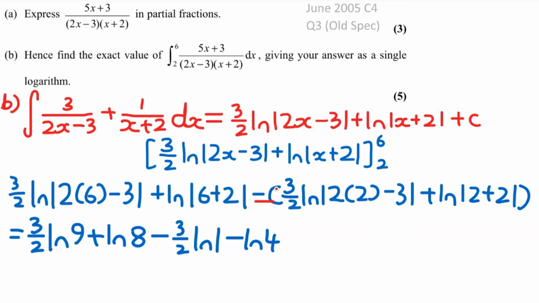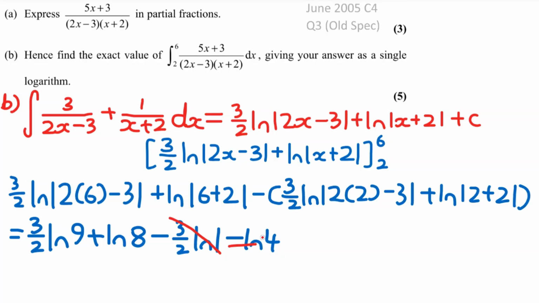And then remember there's a minus here. So it's going to be minus 3 over 2 and then the natural log of 1. And then 2 plus 2 here is 4. And then remember this is a minus here. So it's going to be minus the natural log of 4. The natural log of 1 is 0, so this term is just going to go away. And then the natural log of 8 minus the natural log of 4.